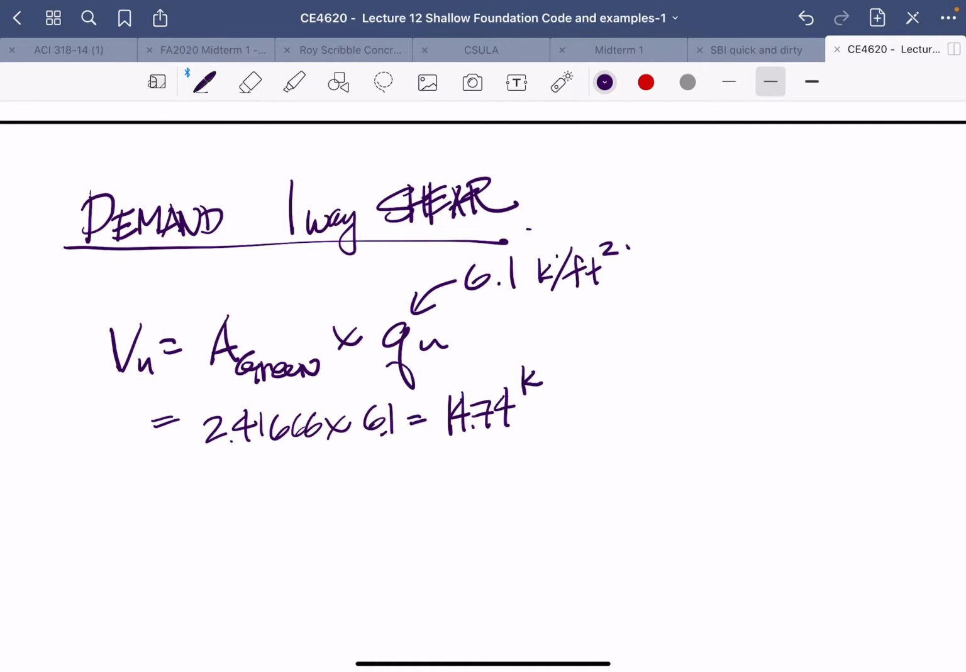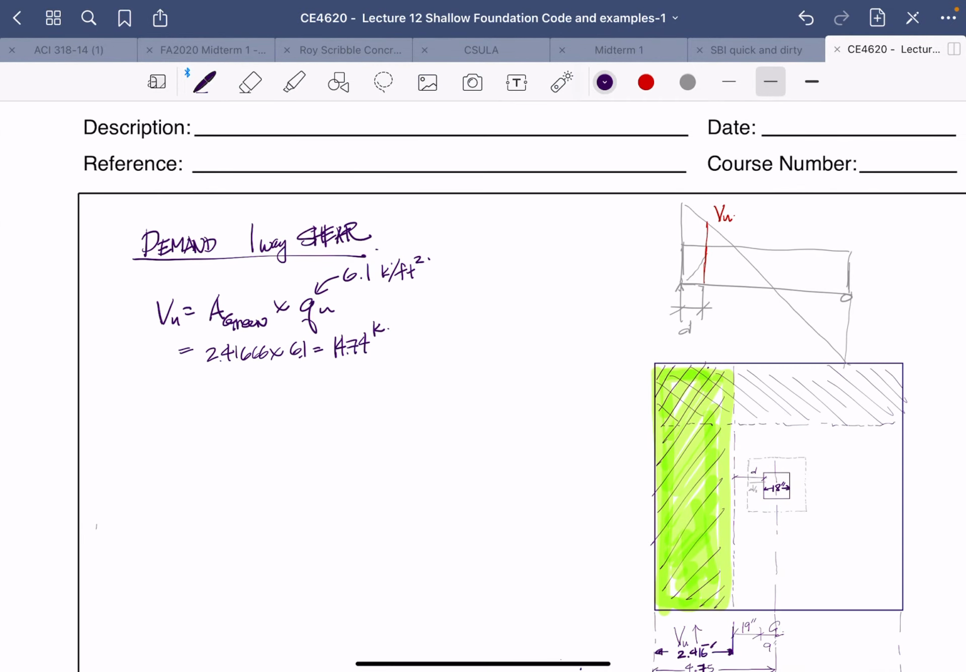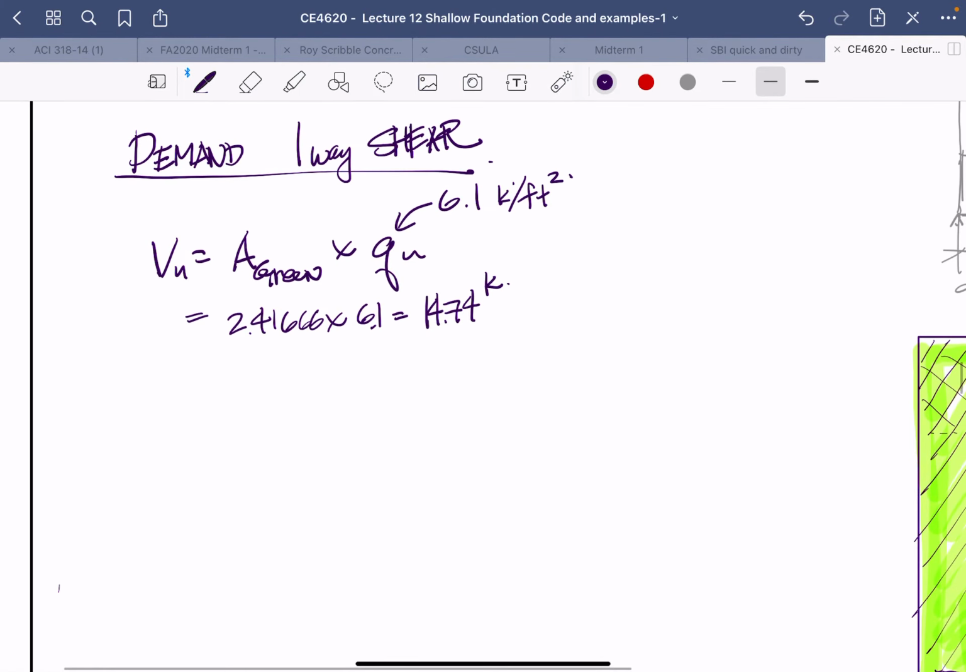14.74 kips. Or if we want to do it per foot, it really depends, right? We could do per foot, so it'd just be every 12 feet because we calculate our distance per foot. We do both ways, so let's just do it both ways. So I'm going to put VU for 12 foot. It would essentially be this 14.74 kips divided by the whole width, which is 9.6, right?